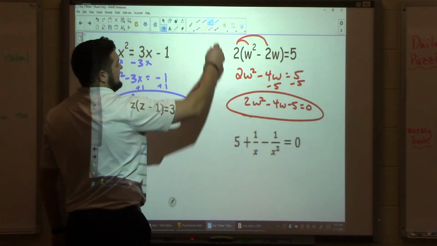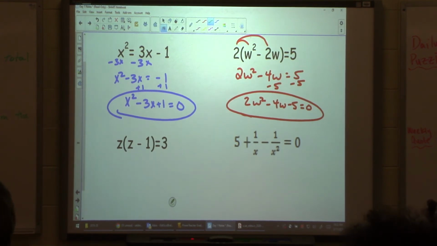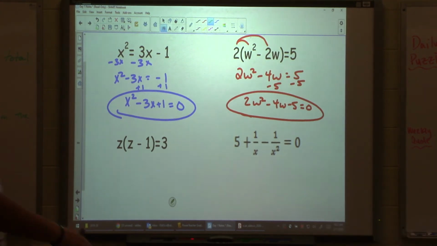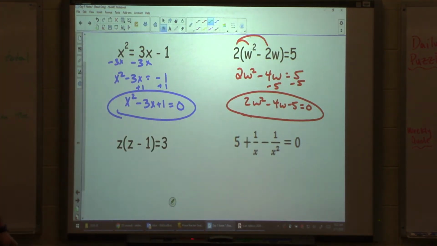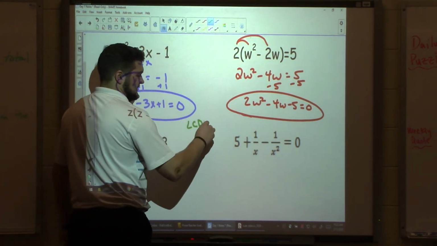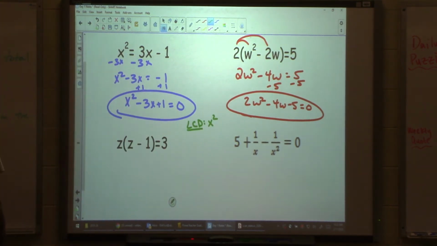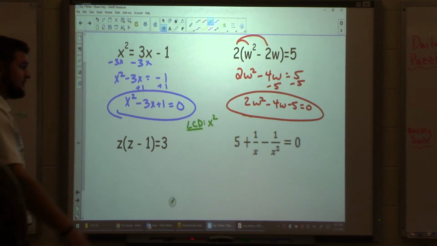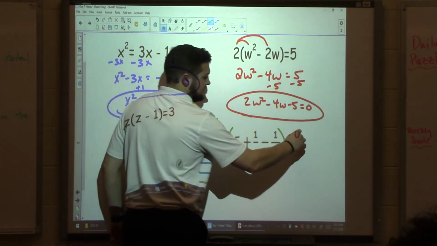Alright, last one. We're going to do the one over here, the fractions. Because you guys all love fractions. Hey guys, when you see fractions, we don't want to deal with fractions, right? So what we need to do to get rid of our fractions, we need to multiply by the least common denominator, which in this case would be x squared. So you need to figure out what your least common denominator would be between these three and multiply everything by x squared then.